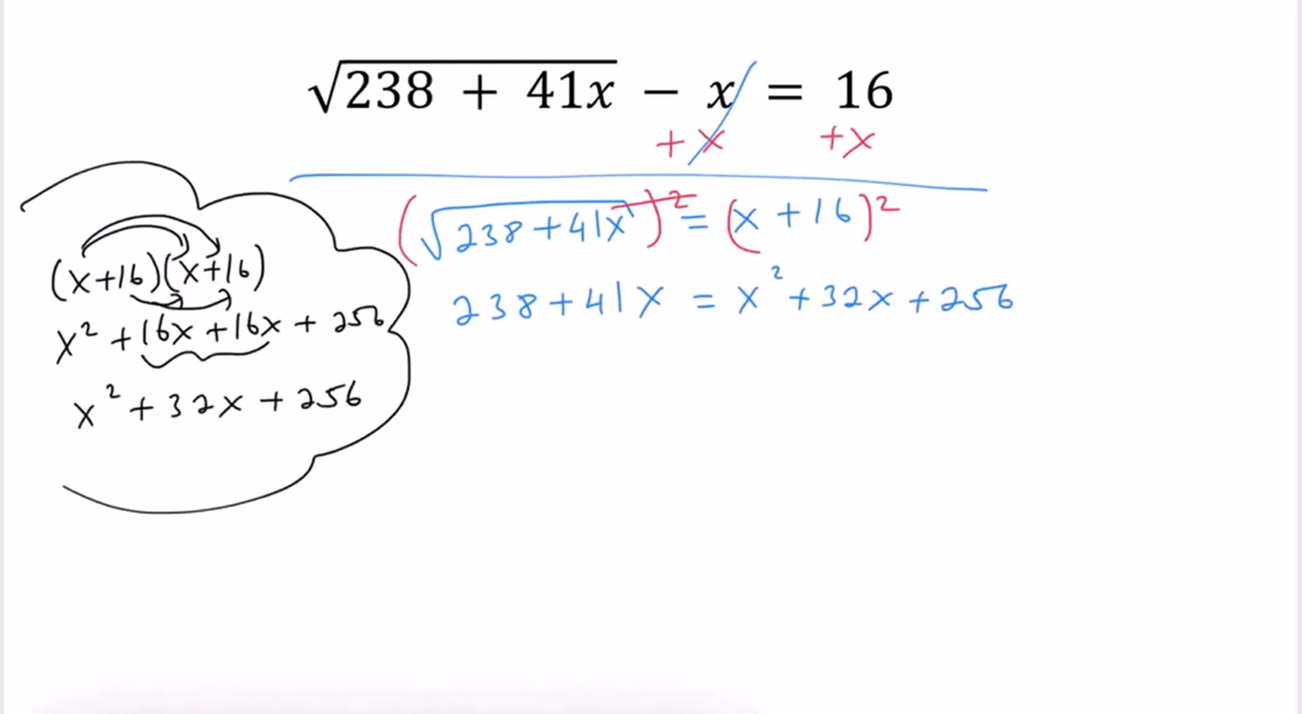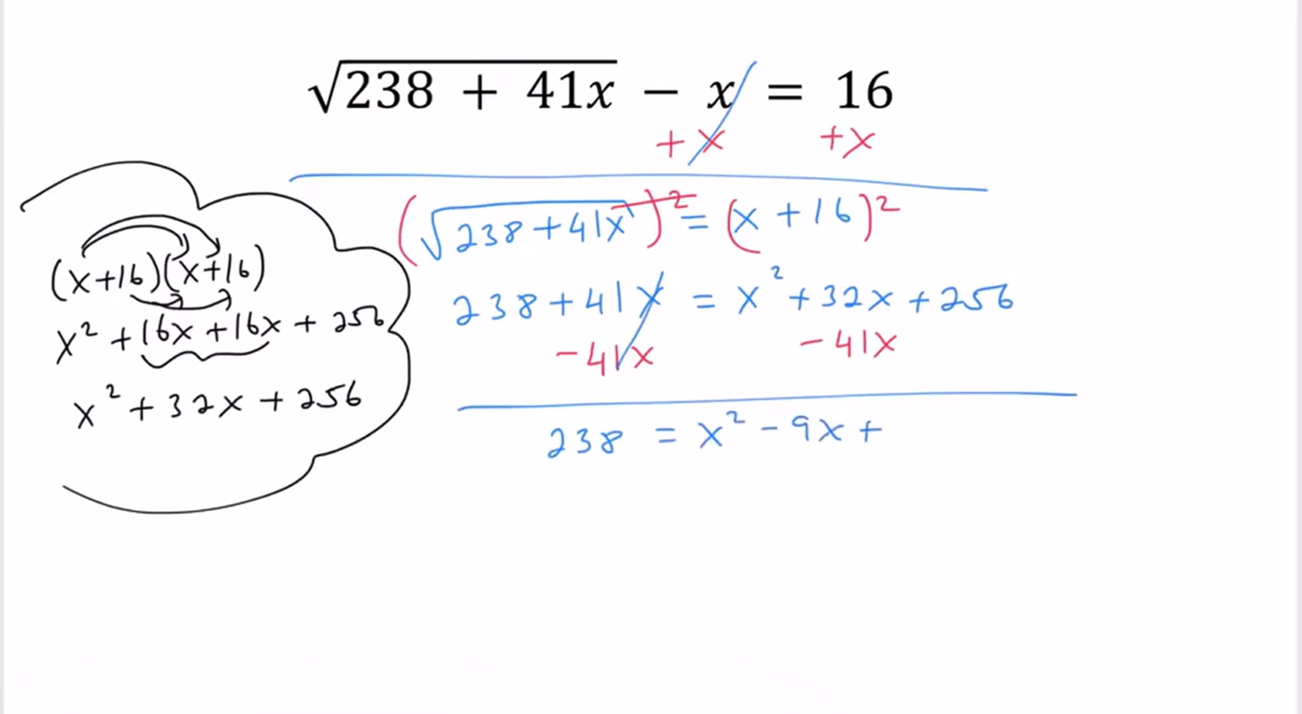Get everything to one side. So minus 41x over. And we have 238 is equal to x squared minus 9x plus 256. Minus 238 over. So we have 0 is equal to x squared minus 9x plus 18.